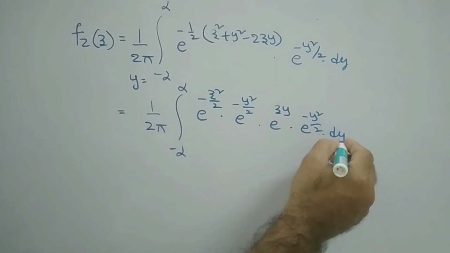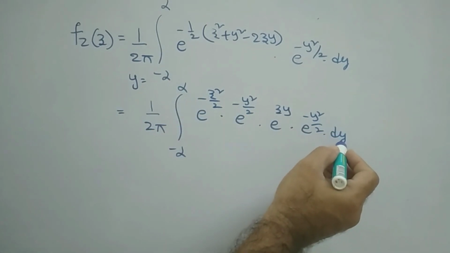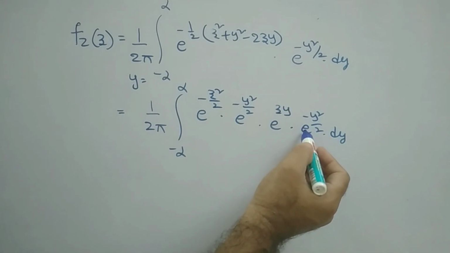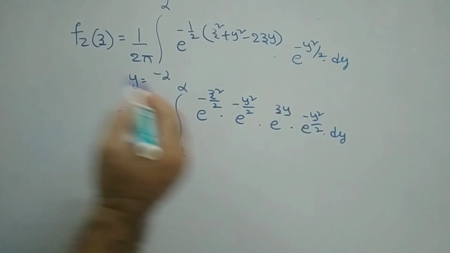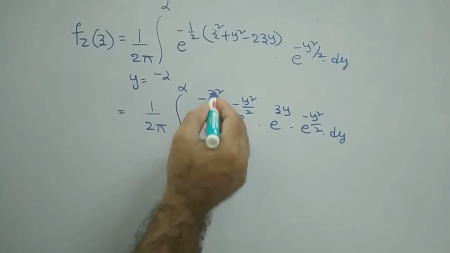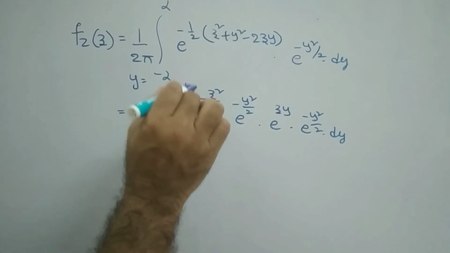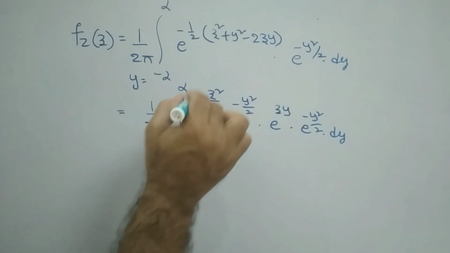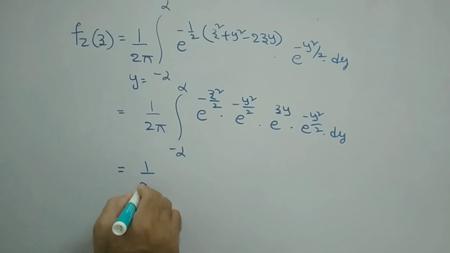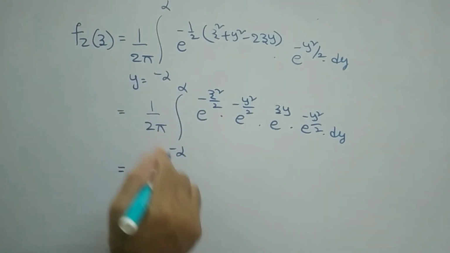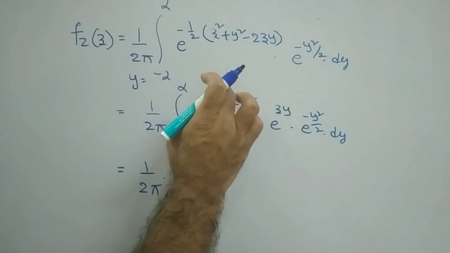Clear? Therefore, this integral is with respect to dy. That means in this exponential you will get the y term, in this exponential you will get y, in this exponential you will have y. But this particular e power minus z square by 2 has nothing to do with dy. Therefore, you can consider this term as a constant, and you can put it outside of the integral. Because it is a constant, the z term is there, so e power minus z square by 2 you can simply put outside.